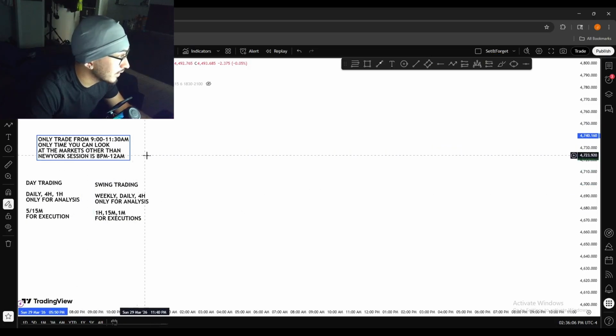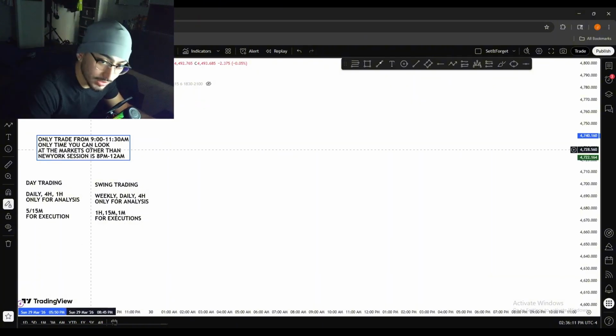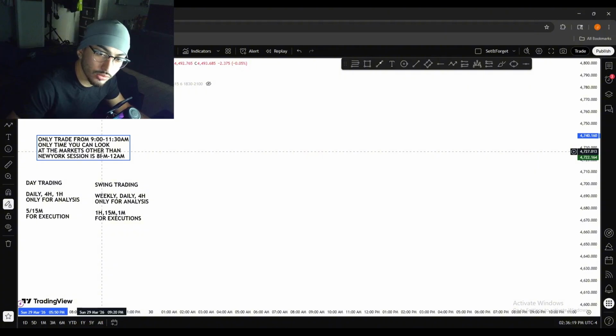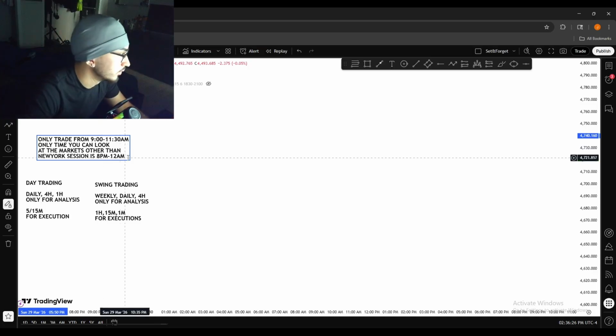Only trade from 9 to 11:30 or the London session. But again, if you do one, do not do the other one, because then if you trade London, you're gonna trade London and enter New York. No, stick to one. Get comfortable with it. Once you're at that level where you can experiment here and there, then you can go ahead and do that. But for beginning, this is what you're gonna do.